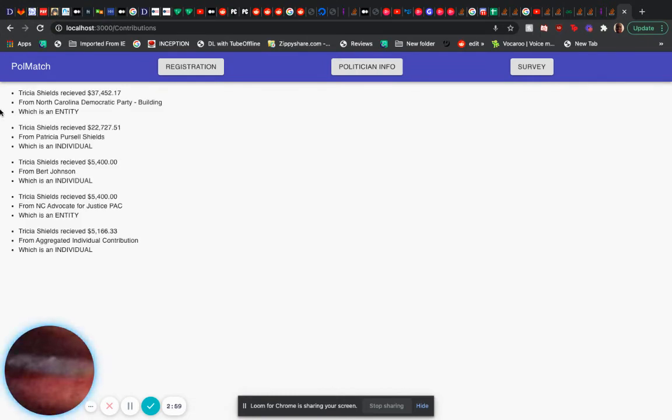a scrape done on the transparency.org website, which shows us the contribution history, or the donation history, of people that donate to a particular candidate. As we can see, Trisha Shields has received donations from the Democratic Party, from entities and individuals and things like that, which is pretty nice to know about.